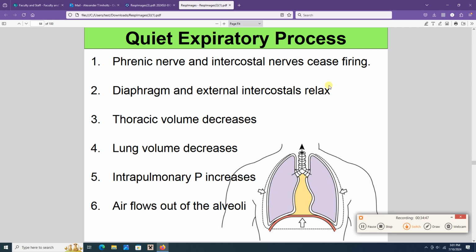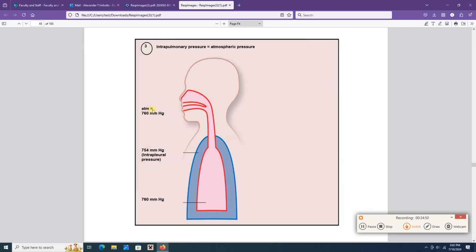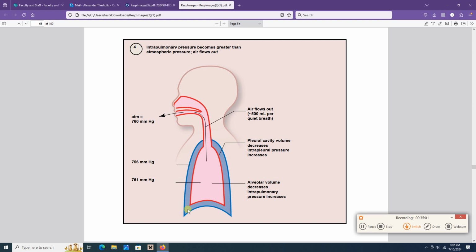All right, and this dude, atmospheric and intrapulmonary pressure are the same, so no air is moving. Notice his diaphragm is currently contracted. When it relaxes, it goes up. The volume in your lungs decreases, thereby the pressure increases. Now lung pressure, intrapulmonary, is greater than atmospheric, so air goes out. And of course, intrapleural pressure always stays below intrapulmonary, so there is no collapsing of the lungs. Fantastic.